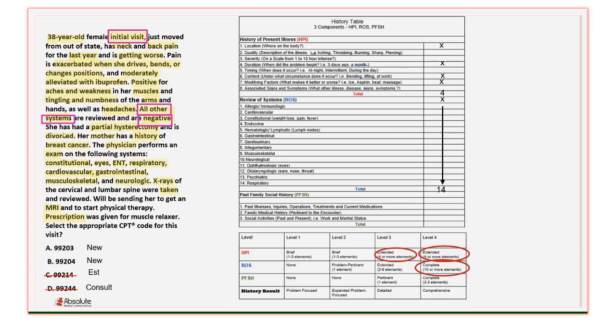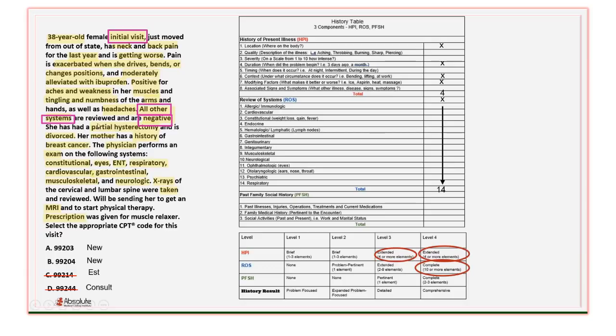Going back over here, it says she has a partial hysterectomy. That would fall under her past illnesses, injuries, operations, treatments. And remember, current medications are also listed for this past history, okay? So partial hysterectomy is part of the past history. That's one. The next thing, divorced, that's part of her social history, okay? Also, her mother has a history of breast cancer, so that is part of the family history.